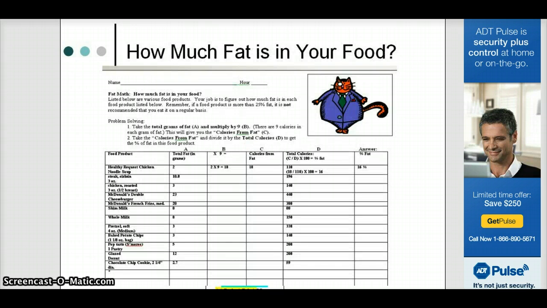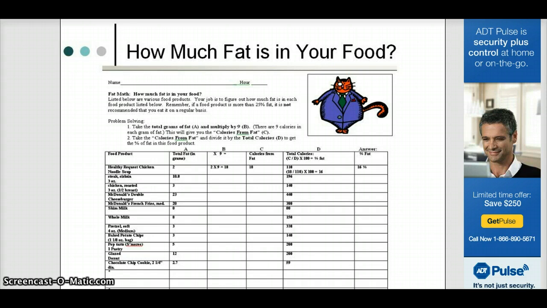The next activity I'd like to describe is also one that we use in life fitness during our nutrition unit, and we'd like to calculate how much fat is in your food. Fat is an essential nutrient, but unfortunately many Americans, specifically teens, get just too much fat in their diet. We have some base knowledge knowing that there are 9 calories per gram of fat.